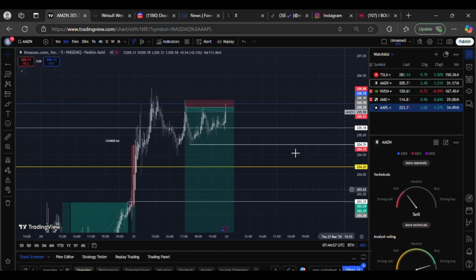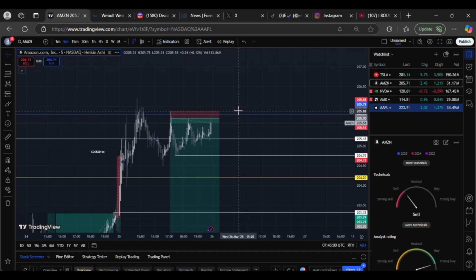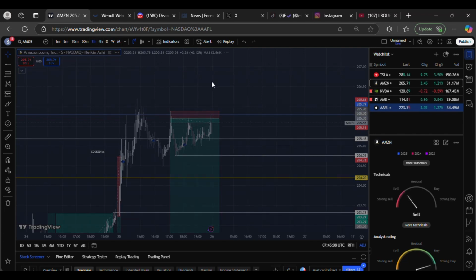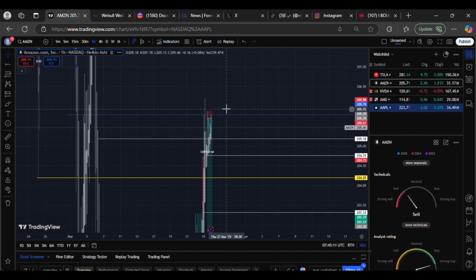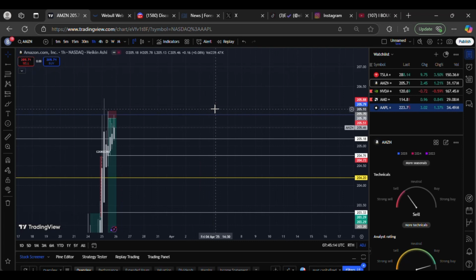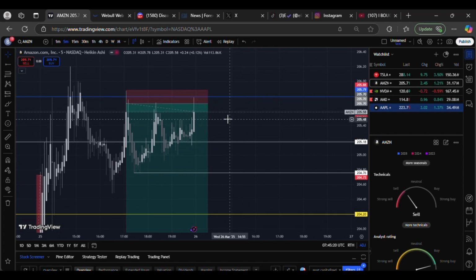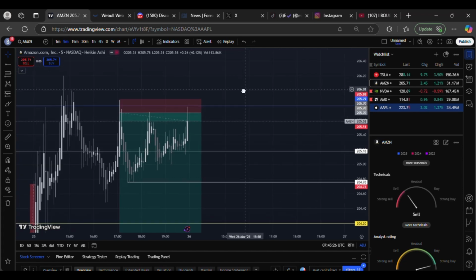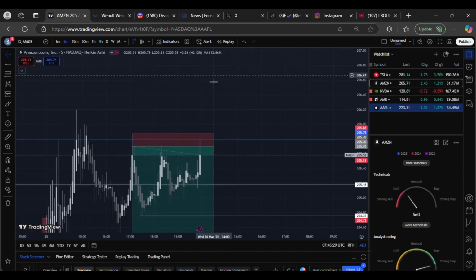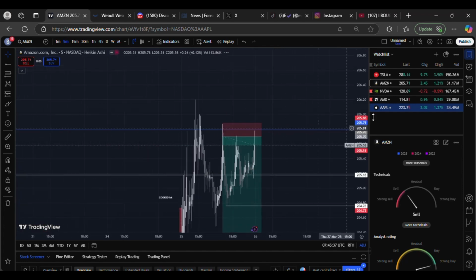But what I'm hoping is we'll open somewhere around here tomorrow. I'm thinking we'll open somewhere around here. Price will push up, say from right here. We'll open right here tomorrow. Price will push up past these highs again, even though we already broke these highs after hours. Price will push past these highs, consolidate a little bit, and then it'll have a massive dump.